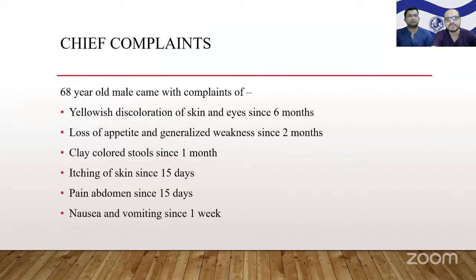He came with chief complaints of yellowish discoloration of the skin and eyes since 6 months, loss of appetite and generalized weakness since 2 months, clay colored stools since 1 month, itching of the skin since 15 days, pain abdomen since 15 days, nausea and vomiting since 1 week.